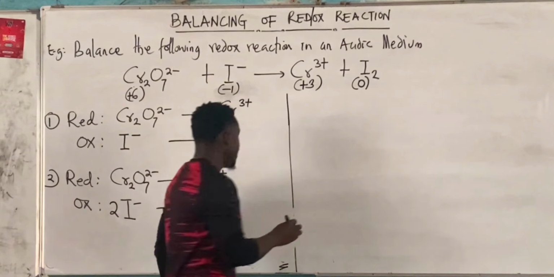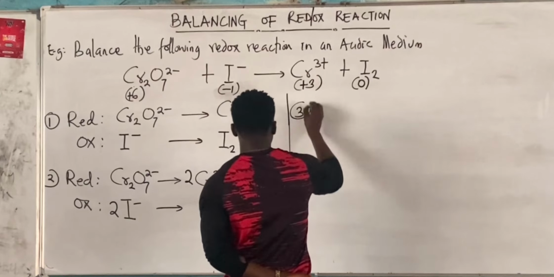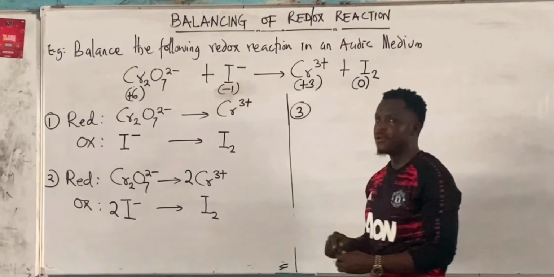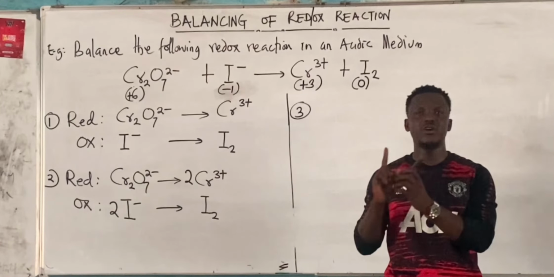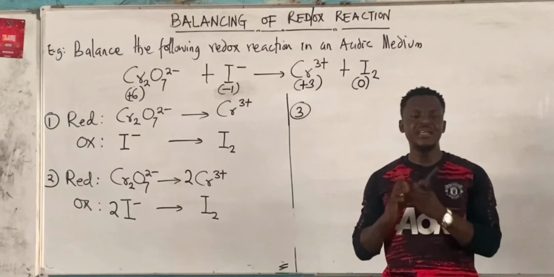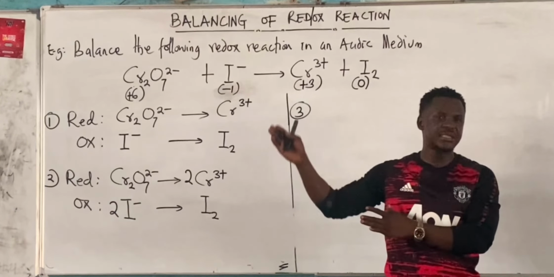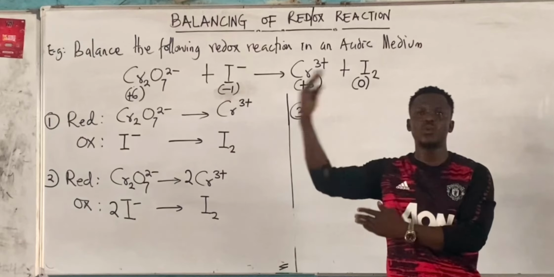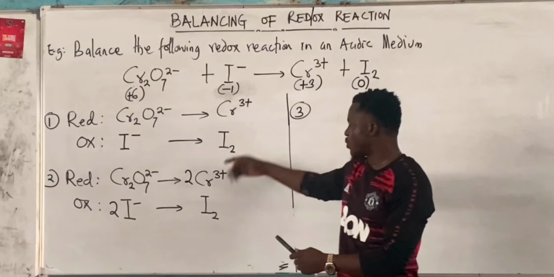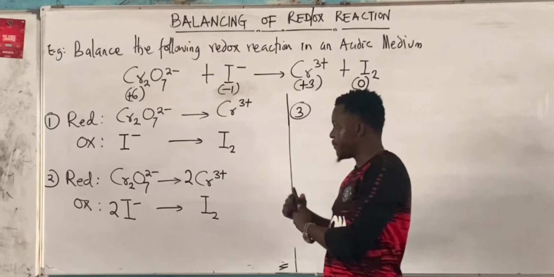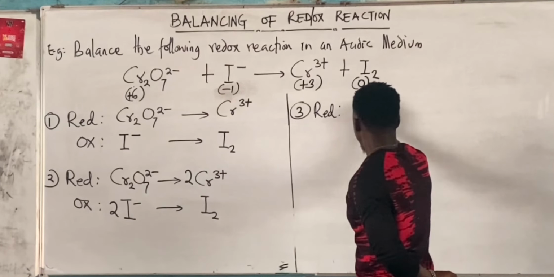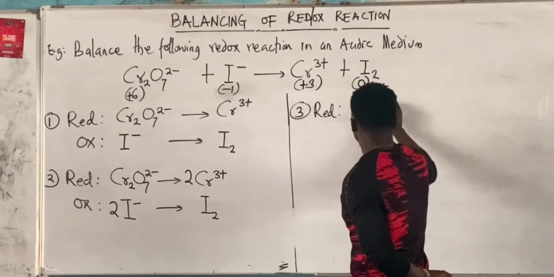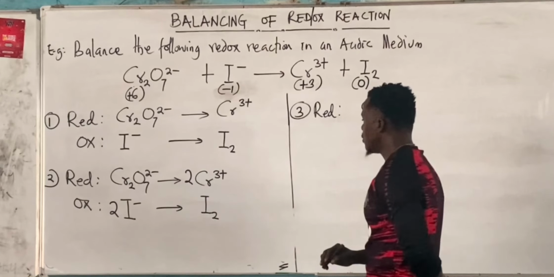Now the step 3. Step 3 says balance oxygen by adding 1 water for every oxygen that is needed. So if I need 1 oxygen, I'll add 1 water to the opposite side. If I need 2 oxygen, I'll add 2 water to the opposite side. So now let's rewrite this guy. From 2, we move to 3. So from this guy, we have my reduction here. We have Cr2O7.